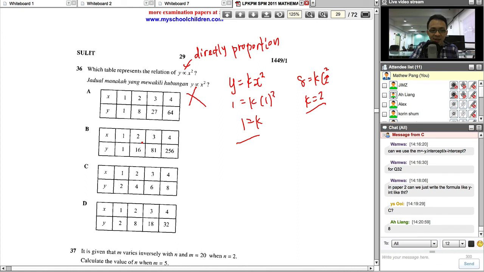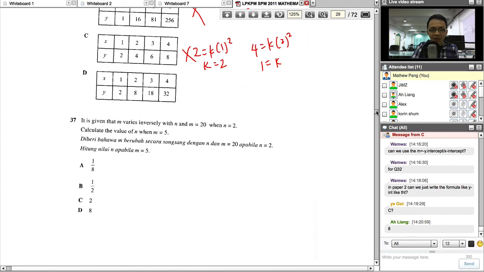Then we try the second one. So this one, k is 1. Substitute into here, 2, 16, this is not a constant. So we substitute this one. So when y equals 2, 2 equals k times 1 squared. So k equals 2. So the second one, we substitute 4 equals k times 2 squared. k equals 1. It's not the same, so this is wrong. This one should be correct since ABC is wrong, but then we have to try it out.